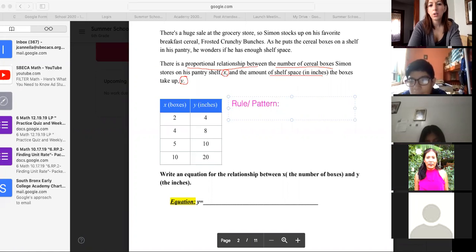We have to write an equation, but before we do that, we have to figure out what is the rule. How do I go from 2 to 4, Omar? What do I do?